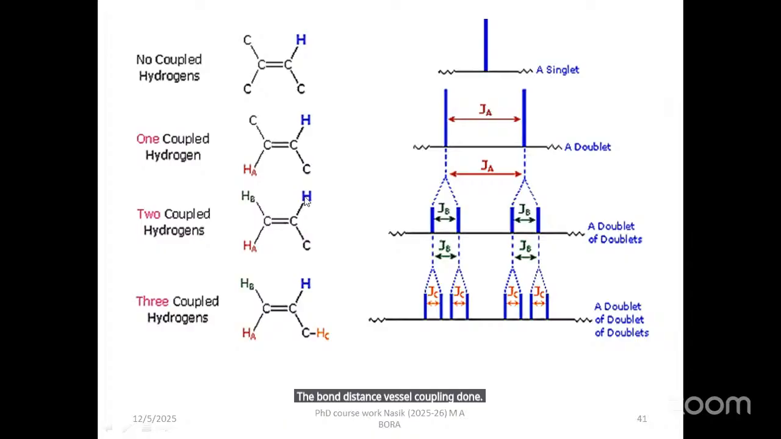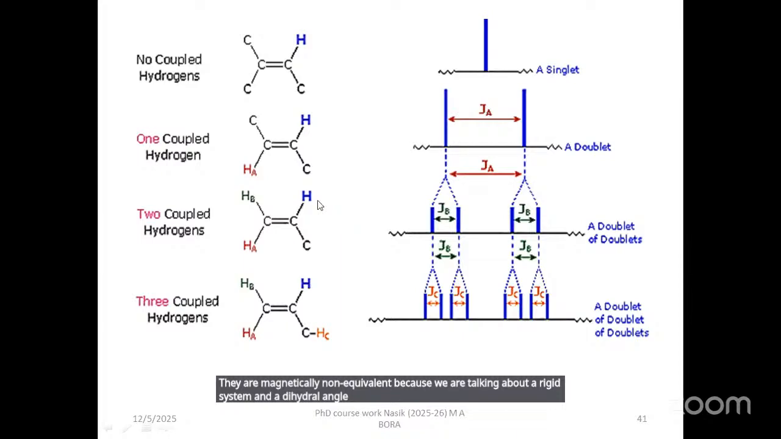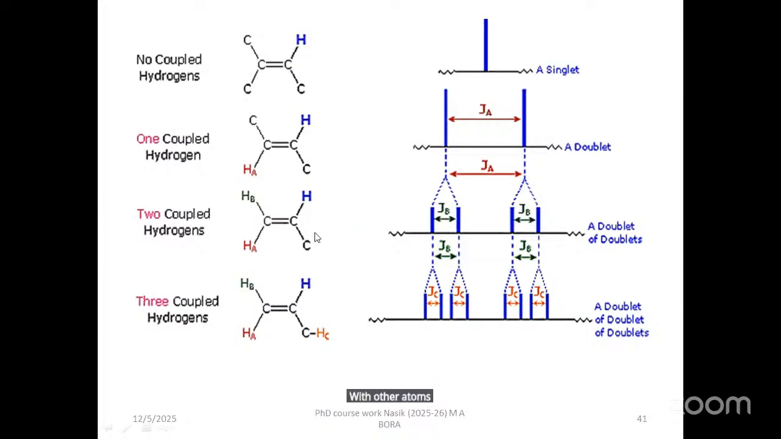Now here, these two protons, A and B, are not equivalent. They are magnetically non-equivalent because we are talking about a rigid system, and the dihedral angles of A and B with other atoms are not the same. So your hydrogen will couple with B and your other hydrogen will couple with A. Now the coupling constant will not be the same even though the distance is the same.